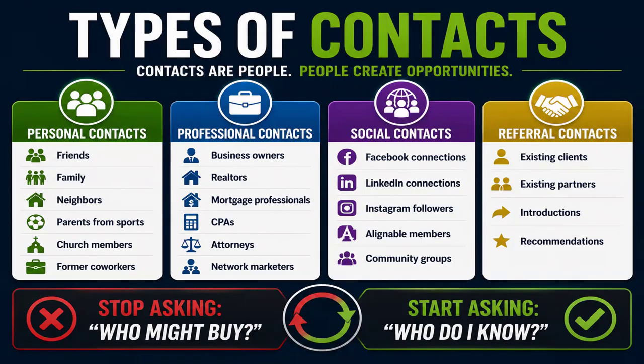Another way to get to personal contacts is through recruiting. You open up other people's markets. So recruiting has a compounding factor in terms of potential agency growth, but also for lead generation in the agency. So personal contacts are typical stuff: family, friends, neighbors, parents from sports, church members, former co-workers.